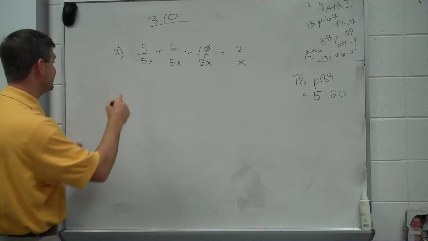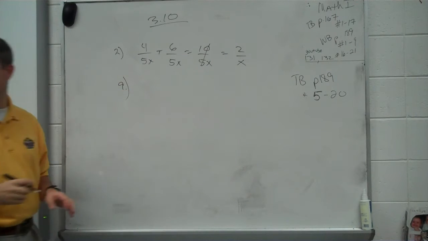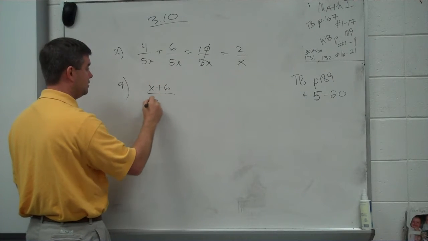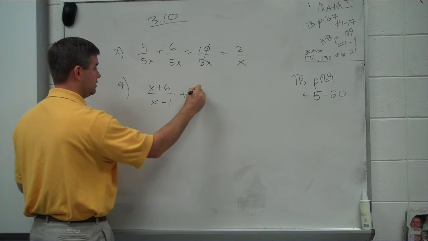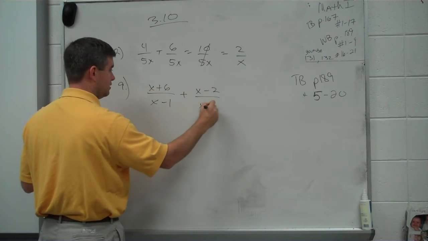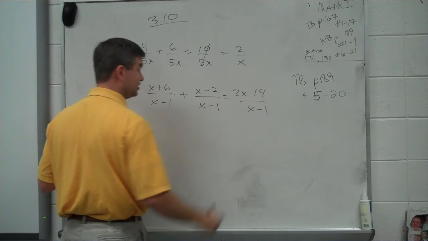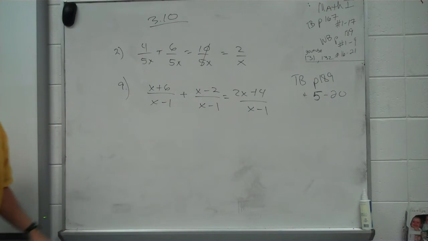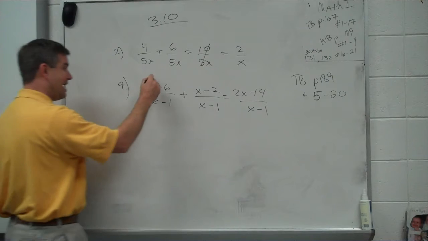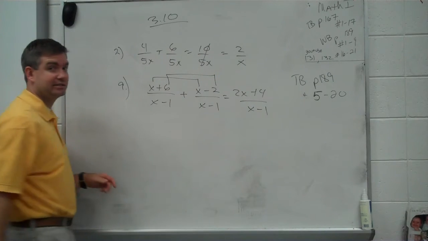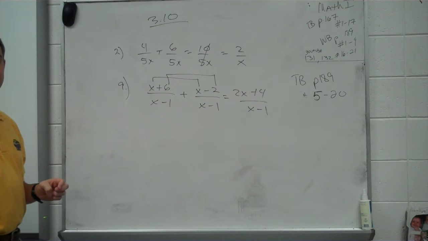Alright, number 9. Kate, read it out for me nice and loud. x plus 6 over x minus 1, plus x minus 2 over x minus 1. Did you get to there? Did you say 2x plus 4? All I do is add x and x and get 2x. I add 6 and negative 2 and get positive 4. Did you make it to there?